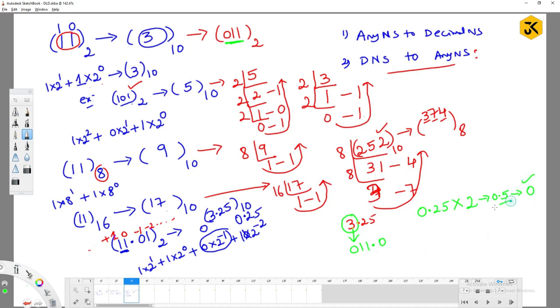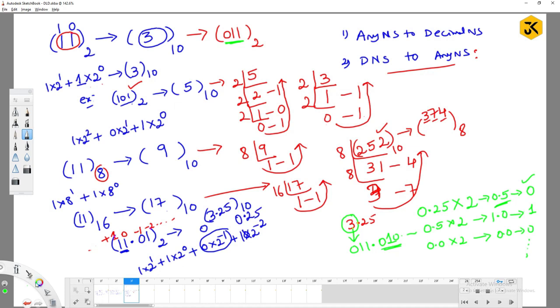Okay, next, what is remaining after removing this one? 0.5 into 2, what are you going to get? 1.0. Then what is the next digit? 1. If you remove the 1, what is the next value you are going to get? 0.0. That multiplied by 2 gives 0.0. Again you take 0. This process is going to continue, and again you are going to get only 0. So we can stop here.